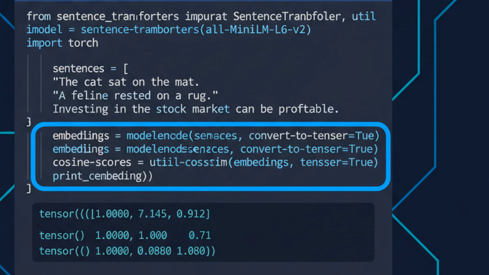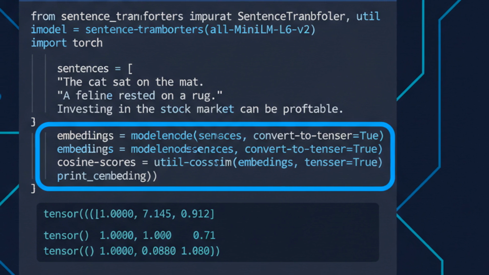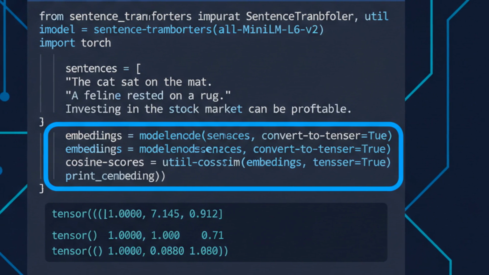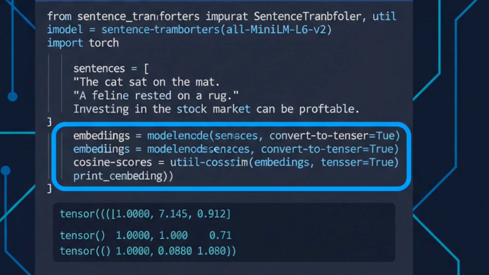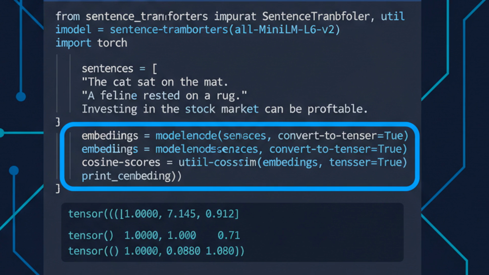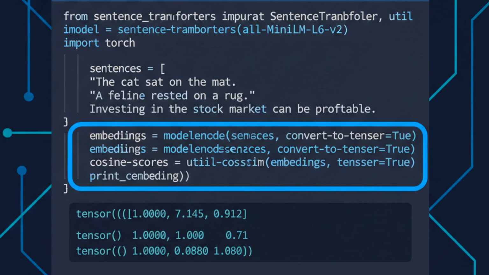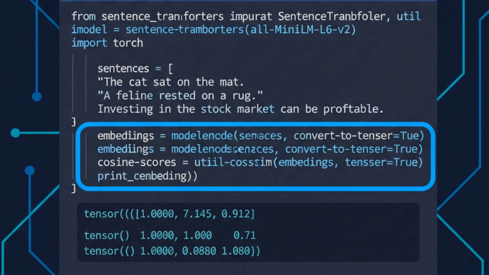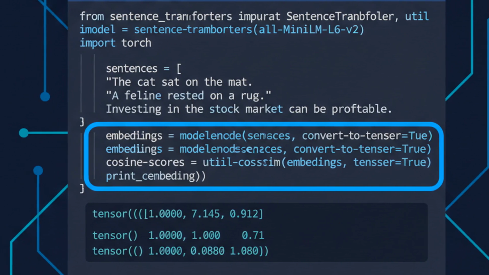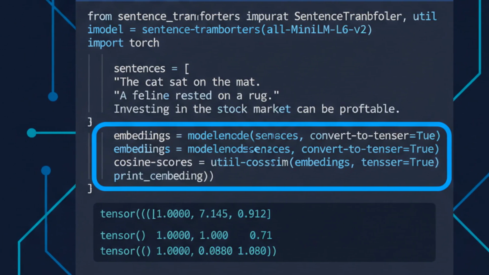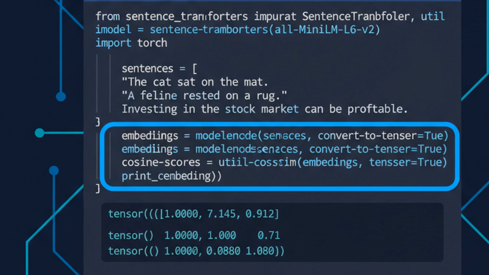Let's leave toy vectors behind and use a real embedding model. The sentence transformers library gives us 384 dimensional vectors for actual sentences. We encode 3 sentences, then compute cosine similarity between them. Notice how the 2 sentences about cats score high together, while the finance sentence sits far apart. This is exactly what a vector database does under the hood, just at massive scale.